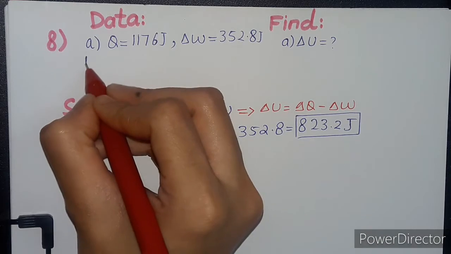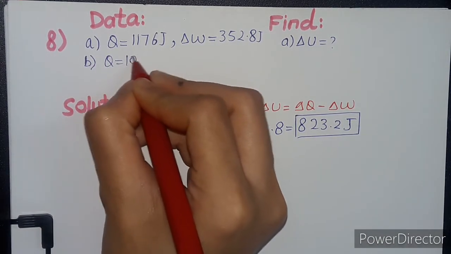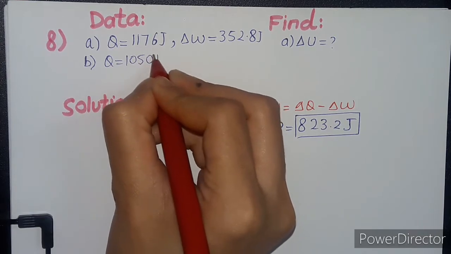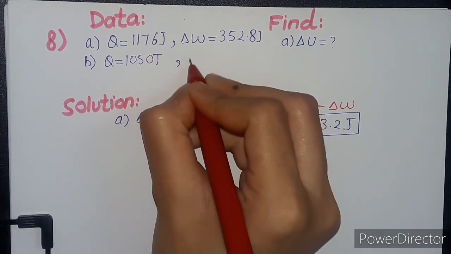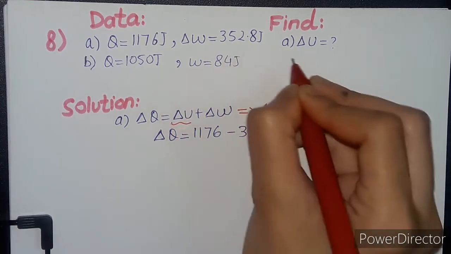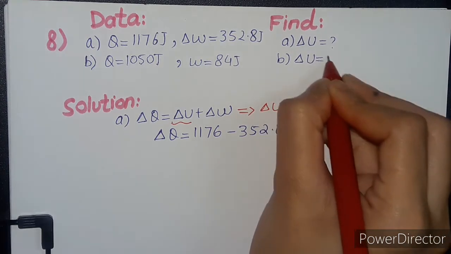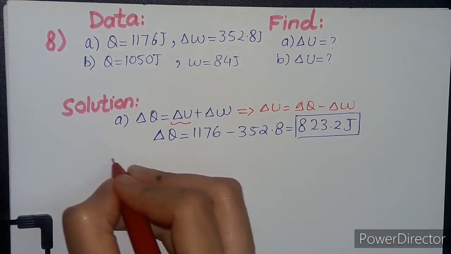Now moving towards the B part. The heat value is 1050 joule. Then we are given the work done, which has a value of 84 joule. And in the B part we have to find the change in internal energy. The same method will be applied.